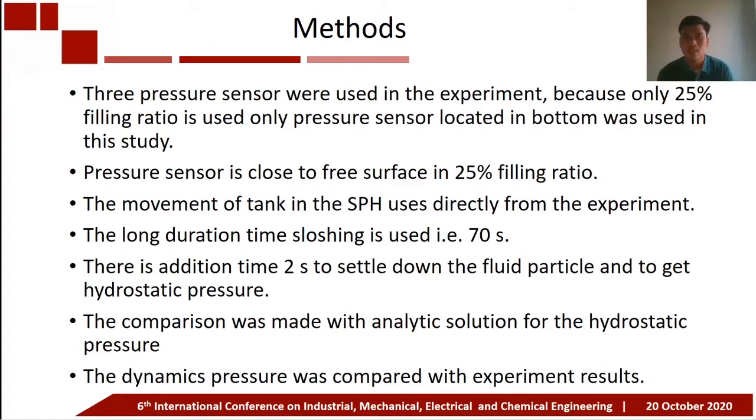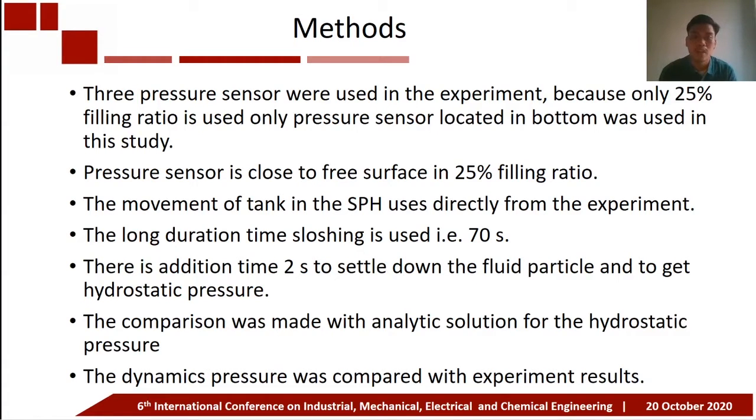The method section discusses the simulation and experiment conditions. First, three pressure sensors were used in the experiment, because only a 25% filling ratio is used. Only the pressure sensor located at the bottom was used in this study. The pressure sensor is close to the free surface in the 25% filling ratio.